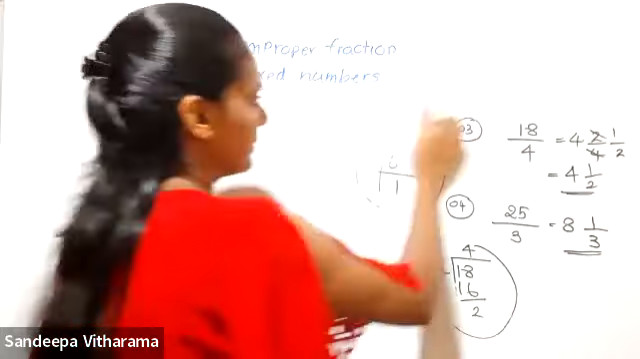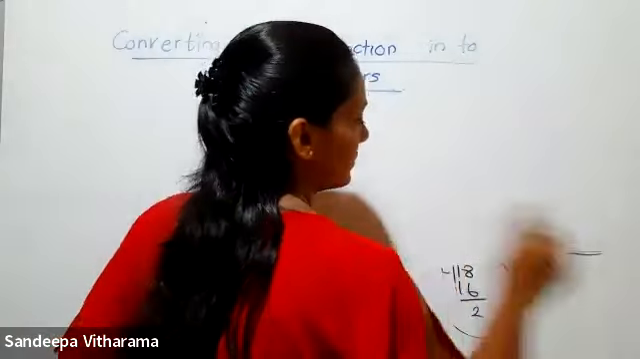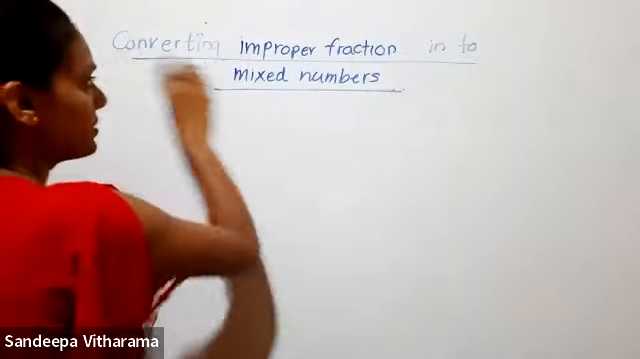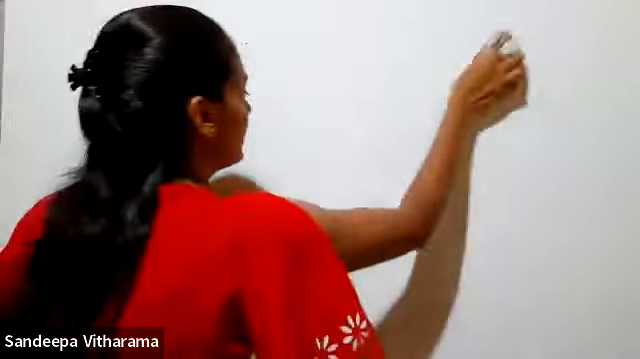identification of applying operations to the fractions. Okay, let's see one by one. That means when we have only addition, when we have only subtraction, when we have only multiplication and division. Okay, how we do the operations to the fractions.